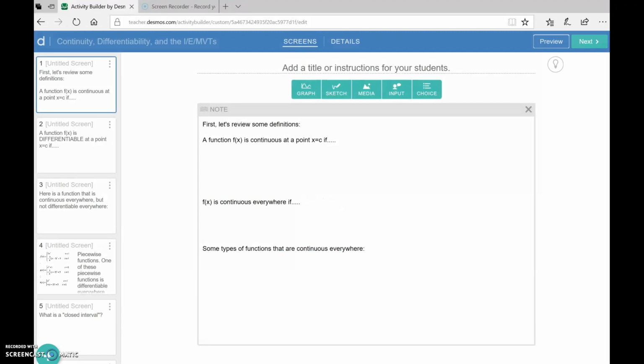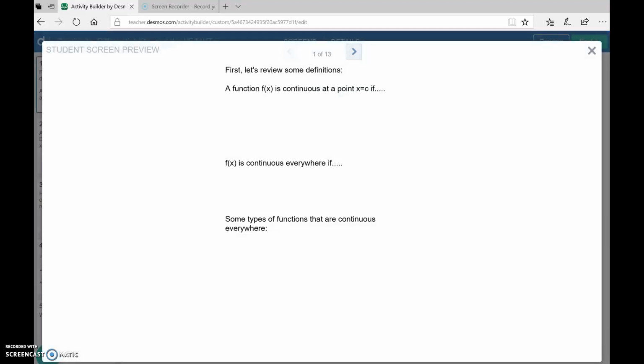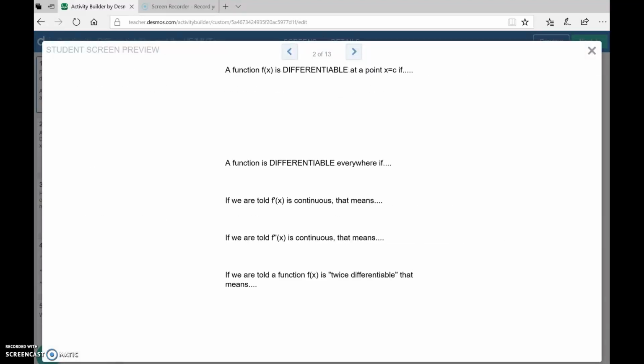Let's move on to differentiability. Okay, so a function f of x is differentiable at a point x equals c. I'll give you a second to go ahead and put this in Playposit.